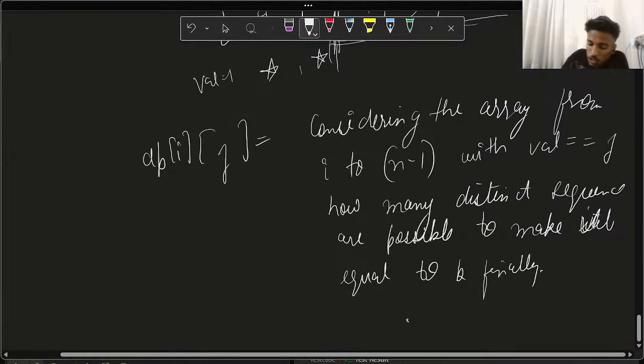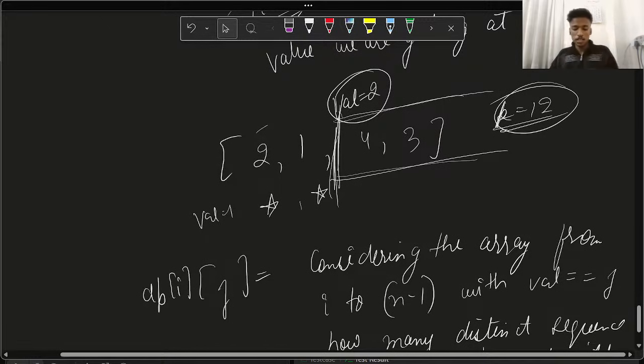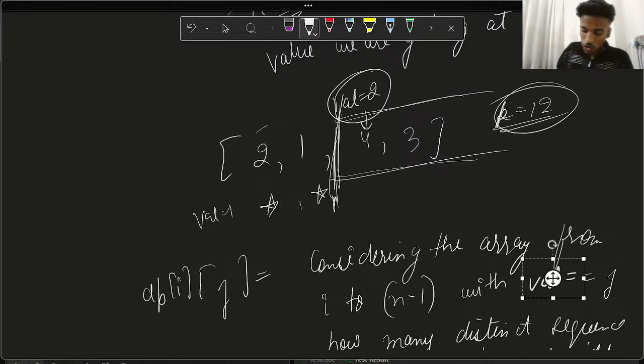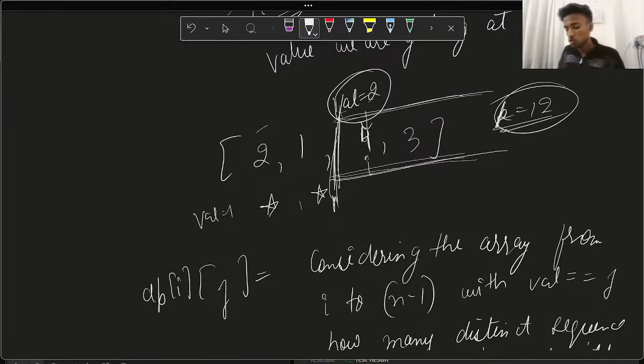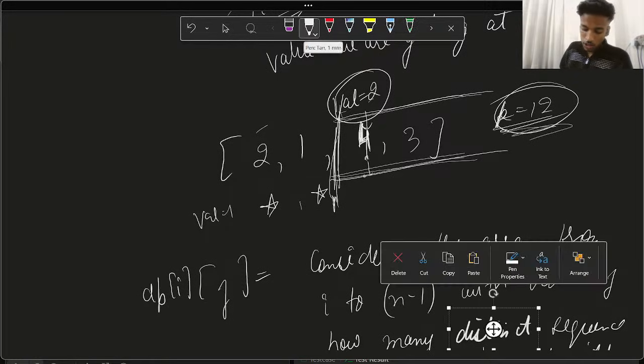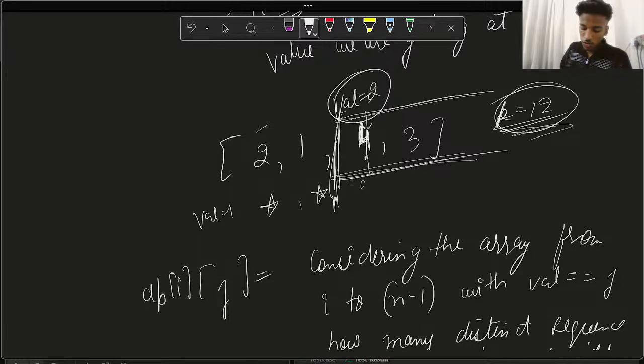So what does the state say? Let me show you. Here you got val equal to 2. Till here the val was 2. So I am saying if val is equal to 2 on this particular index, how many ways do you have in order to get 12 finally? There are 0 ways. If you have val equal to 2, no operation is possible so that finally you will get k equal to 12. So dp of 2 comma 2 is equal to 0 here.